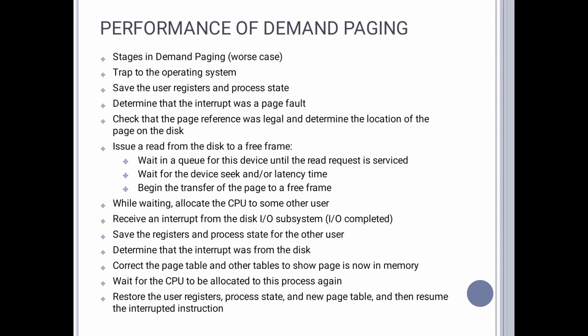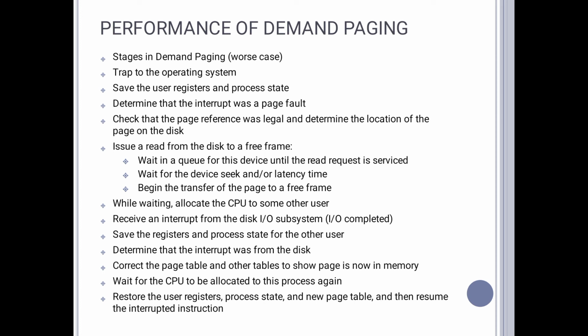Save the registers and process state for the other users and determine that the interrupt was from the disk. Correct the page table and other tables to show the desired page is now in memory, and wait for the CPU to be allocated to this process again. Restore the user registers, process state, and new page table, and then resume the interrupted instruction.